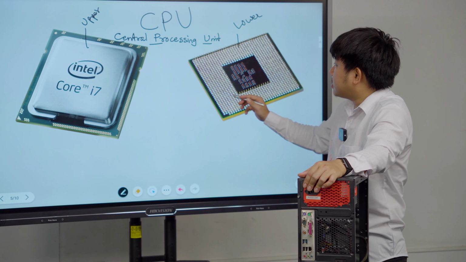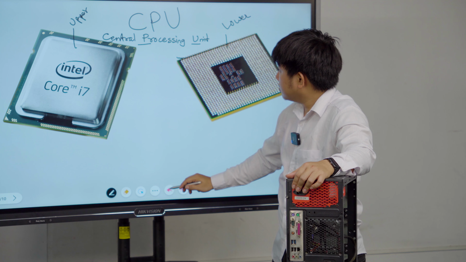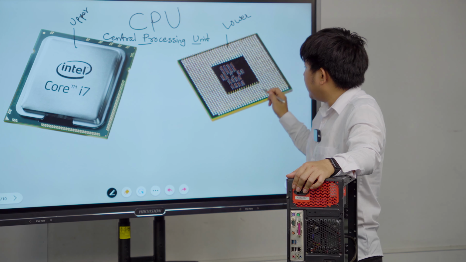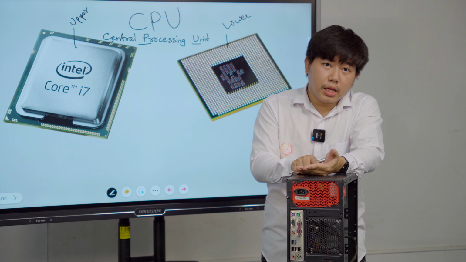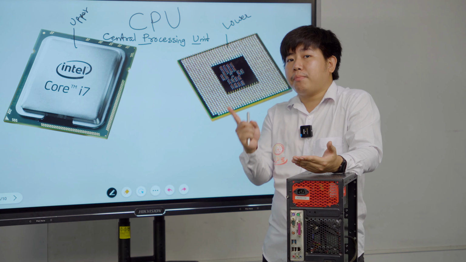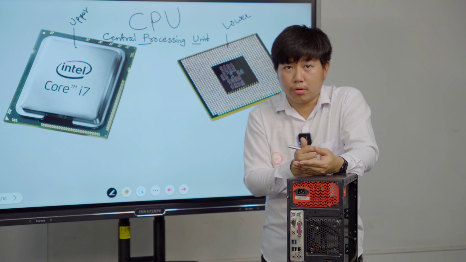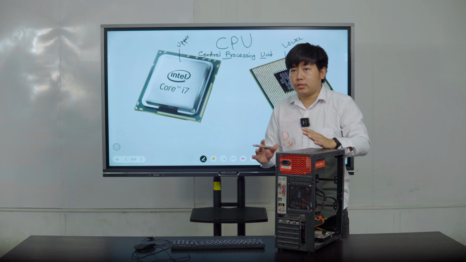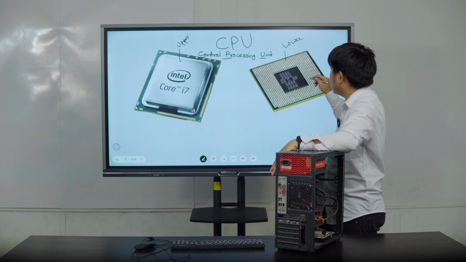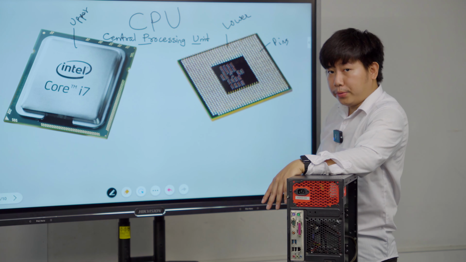And when you look at the underside, there are so many pins here. You can see a lot of pins here. These pins are very delicate. If you touch it with your finger, it might bend, and if it bends, you can't use the CPU anymore. There must not be any faults in the CPU pins. So these are called pins.